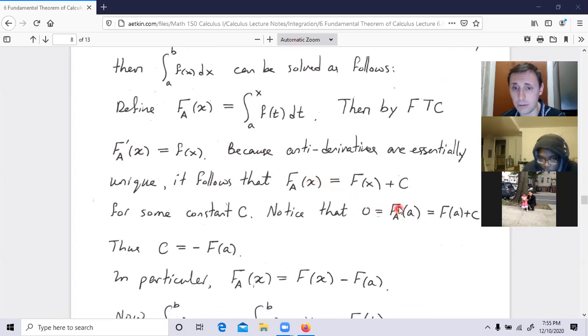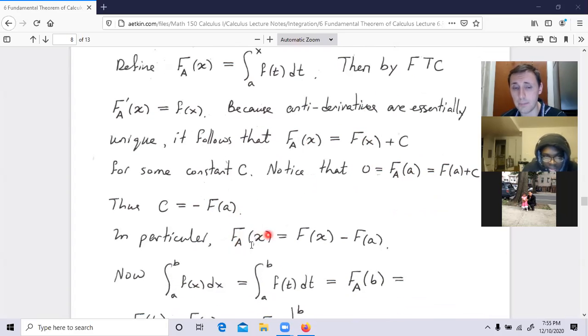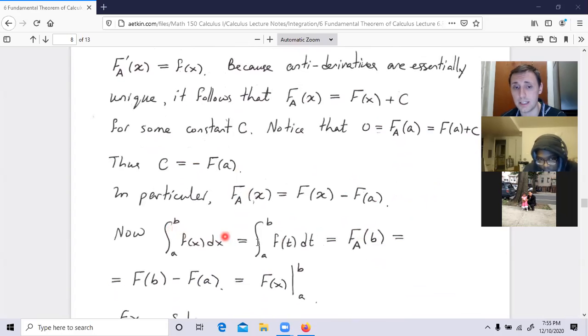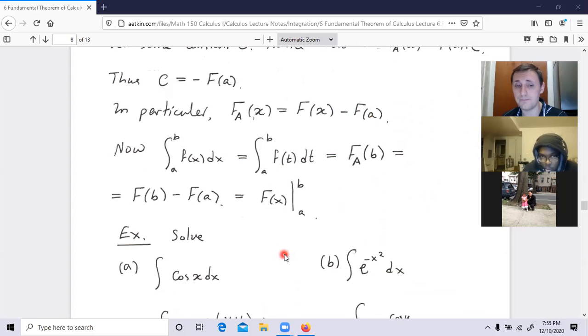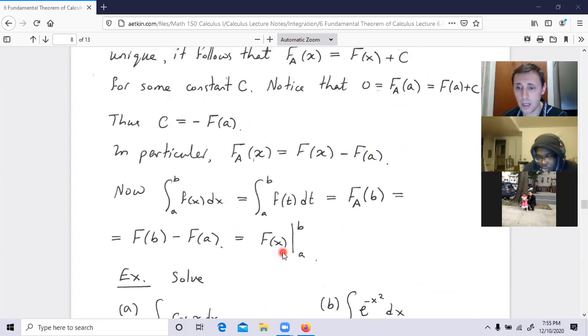So we have zero equal to capital F of A, which is equal to this function plus C. So C is equal to minus F of A, which means my integral function is any antiderivative minus the antiderivative at A, which means this integral gives me the shortcut, okay? Gives me that particular shortcut, okay? Before I continue, Nassim, you have anything you wanted to ask me?